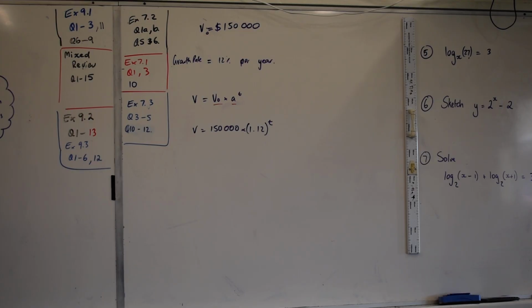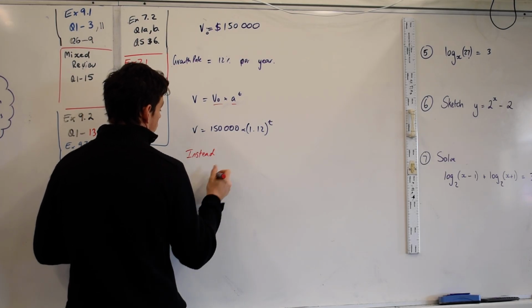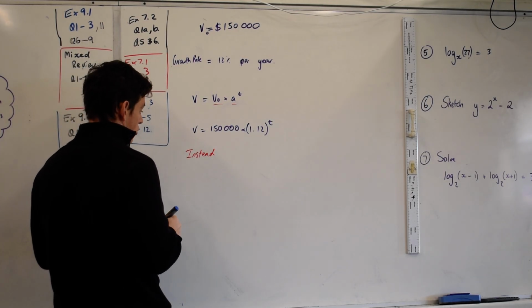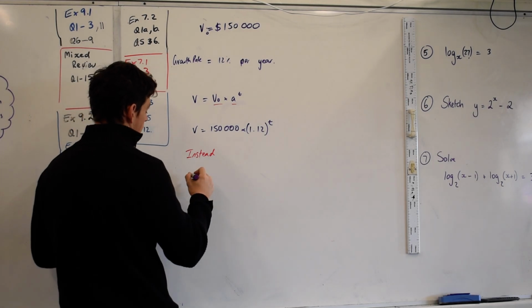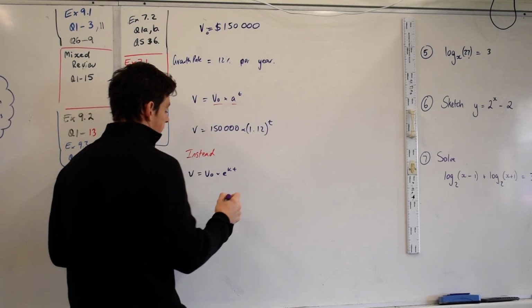But what I want to do is turn this into, instead, this form, just to prove it's exactly the same thing. I'm going to get you to sketch both of these to prove that I'm not lying. V equals V naught times e to the power of kt.